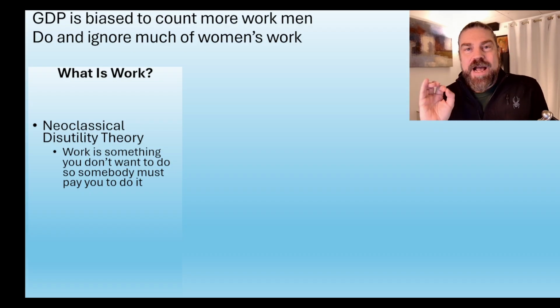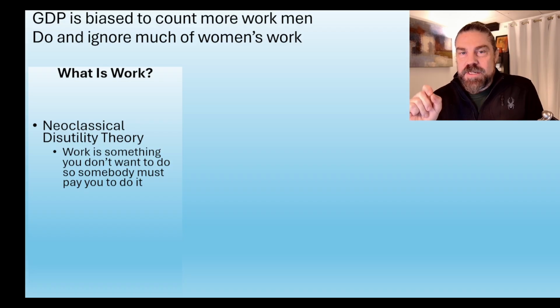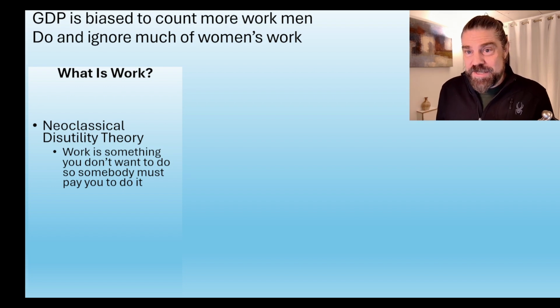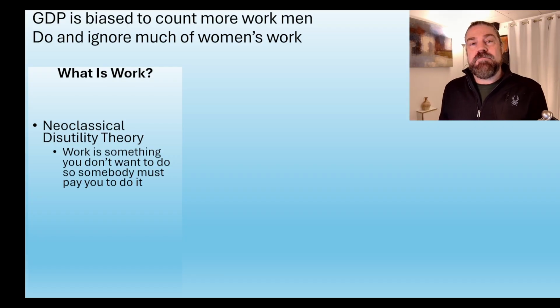And there are actually two different theories we're going to discuss here. Neoclassical economics uses disutility theory. So utility is the joy and happiness that you get out of a thing, or the use you get out of a thing. Disutility is its opposite. Neoclassical disutility theory says work is something you don't like to do that you have to be compelled to do for money.